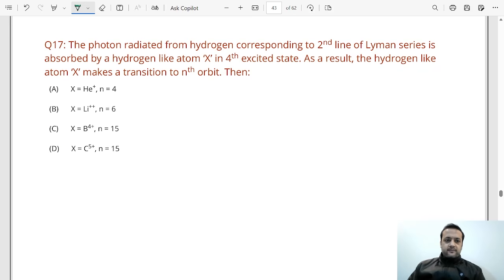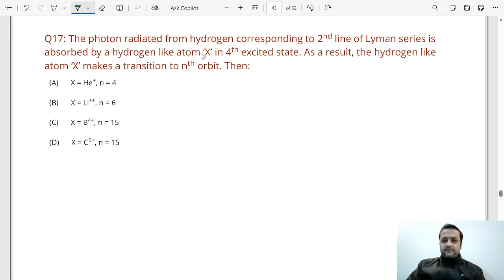A photon which is radiated from hydrogen corresponding to the second line of Lyman series is absorbed by a hydrogen-like atom in the fourth excited state. As a result, the hydrogen-like atom X makes a transition to the nth orbit. So basically, what is happening here is a photon radiated from hydrogen corresponding to the second line of Lyman series.